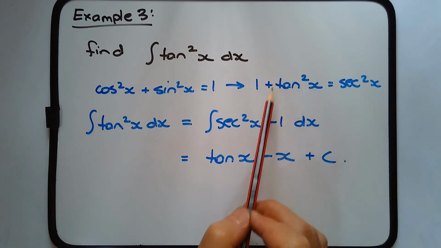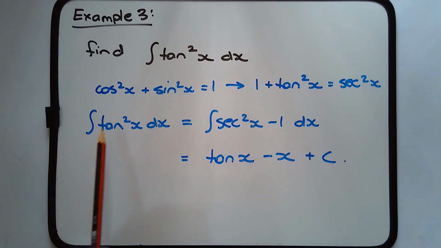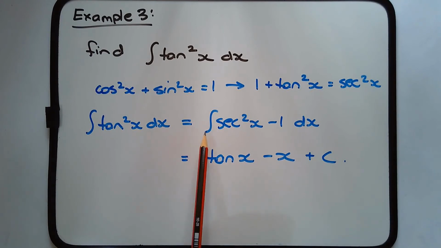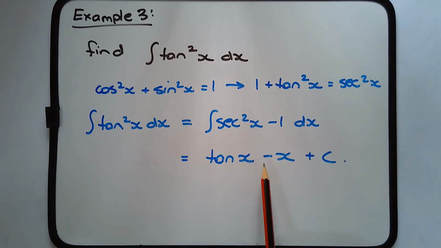By making tan² x the subject of the formula, we can then form this equation. The integral of tan² x dx is equal to the integral of sec² x minus 1 dx. And we can integrate sec² x dx, that's a known result. So that equals tan x minus x plus the constant of integration c.